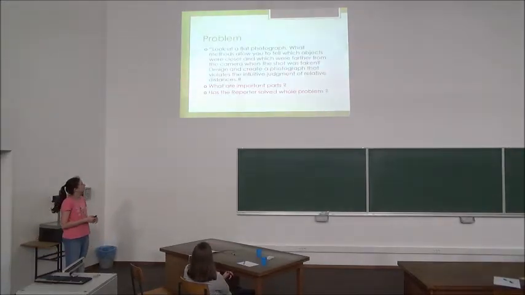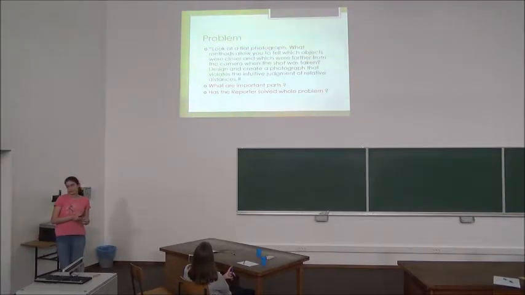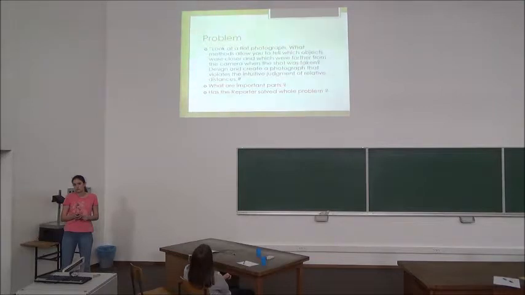So this was the problem. So what do you think the important parts of the problem are? The important parts are to discover which methods allow you to tell which objects were closer and which were farther. Sorry, first the statement by the opponent. If you don't have a statement, we can go to the discussion.